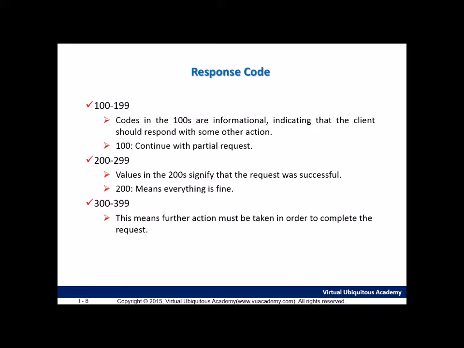One is codes 100 to 199. These codes are informational, like indicating that the client should respond with some other action. 100 means, if your request is partial, continue with the partial request. 200 to 299 are successful request statuses. If you get a response with code 200, it means it is a successful request. Then there is 300 to 399. This means further action must be taken in order to complete the request.